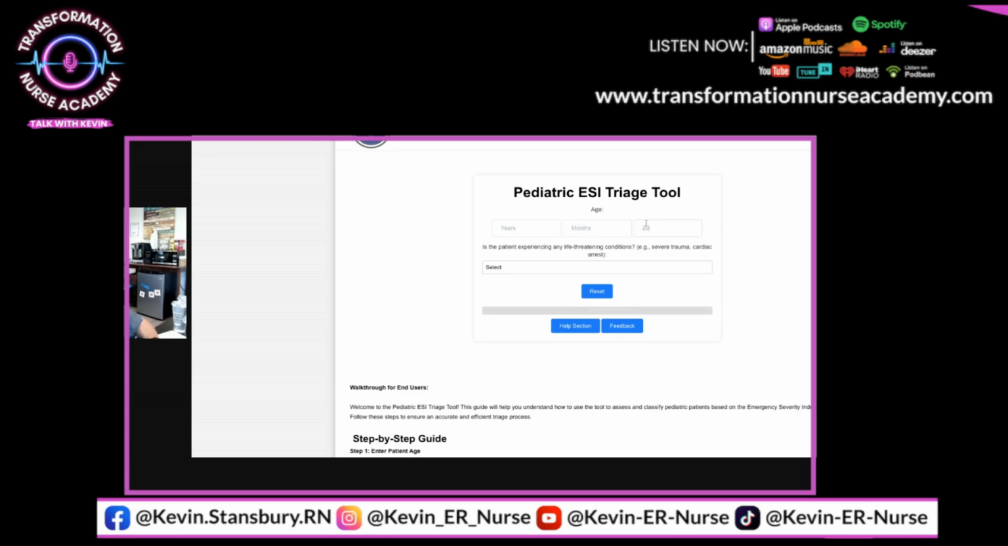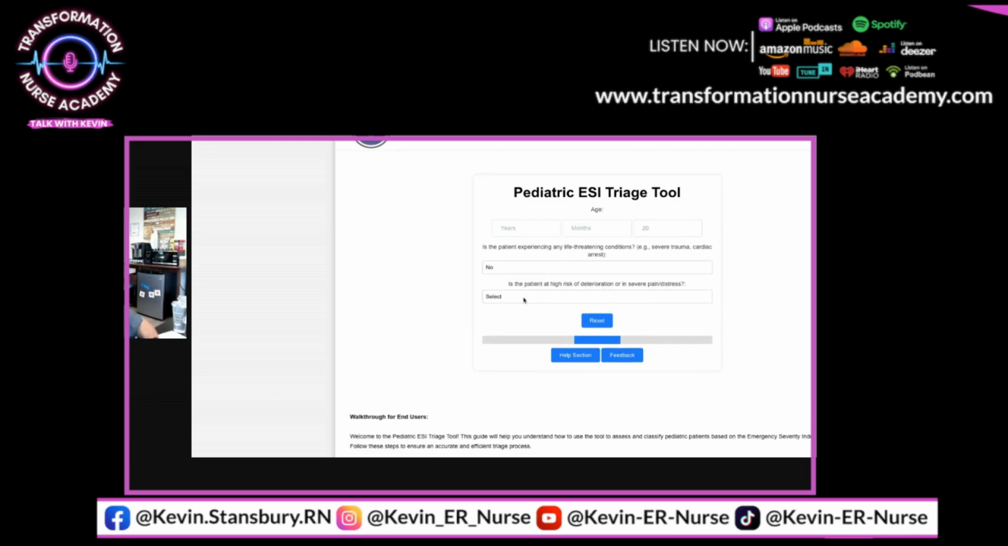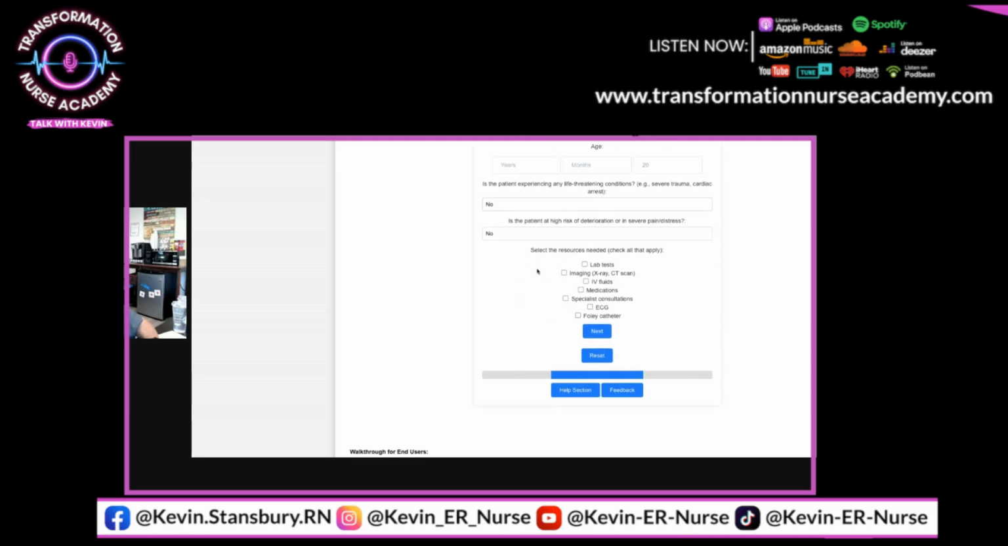Again, I'm going to reset it. We'll go back to the 20-day-old child. This time I'm going to select no on both. And when I do that, these things pop up, your resources. You've got labs, imaging, IV fluids, medications, specialists, consultations, ECG, Foley. So I'm just going to select a few lab tests, and let's do a Foley, and I'll hit next.